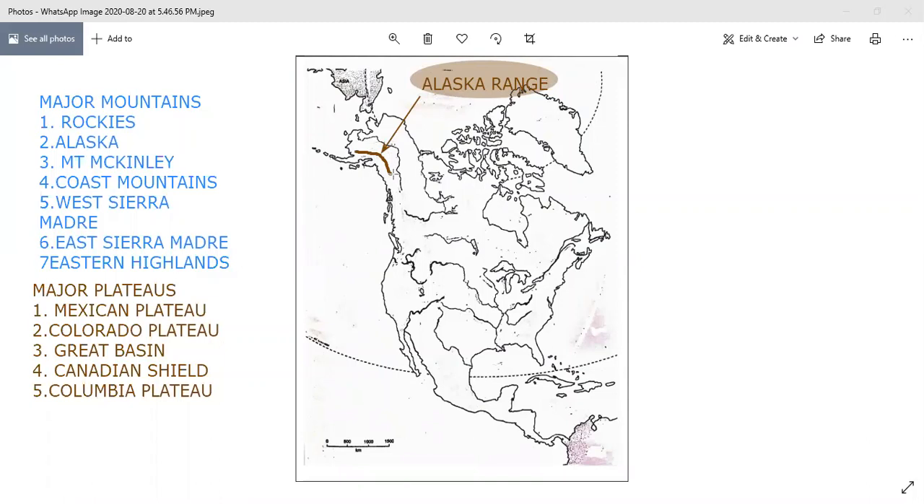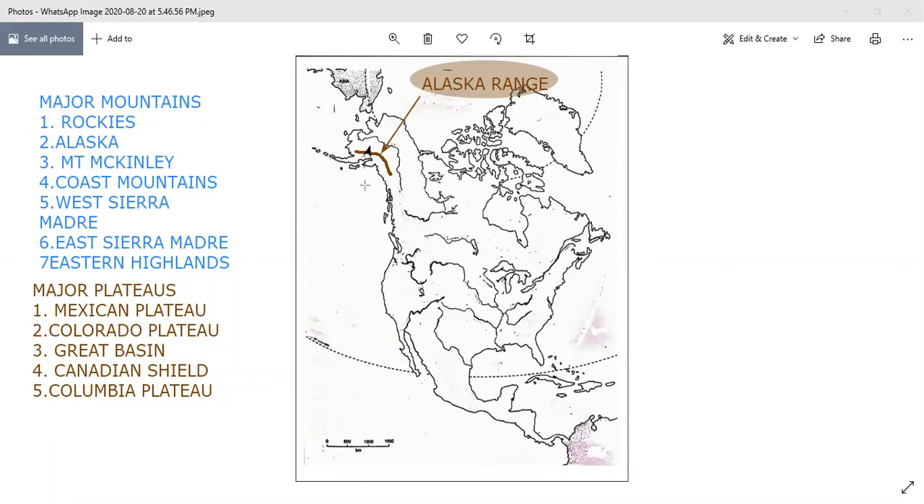The highest mountain peak of North America is Mount McKinley. Okay, so we are going to mark it with the help of a triangle. Okay, it is always marked with the help of a triangle. See, this is the triangle. Just a second. It should be always in black color. The mountain peaks should be of black color. Okay, so keep this thing in mind. So this is Mount McKinley.